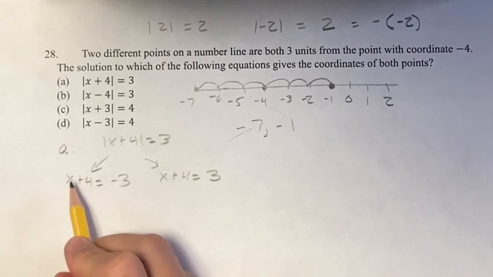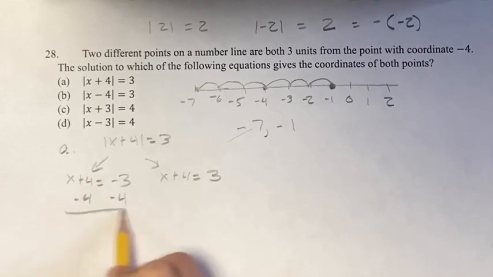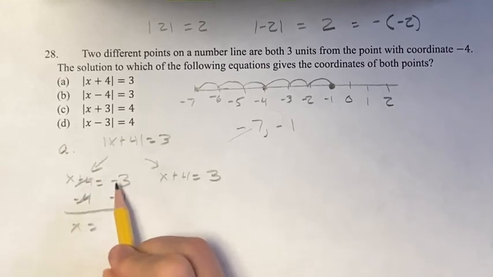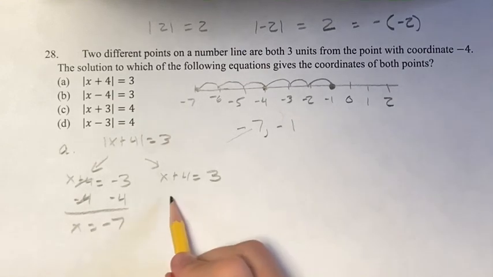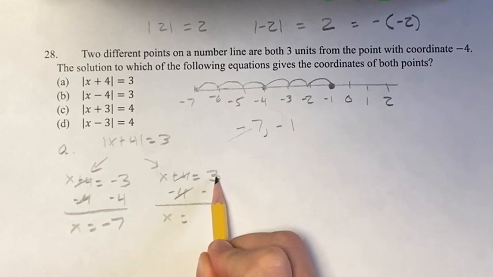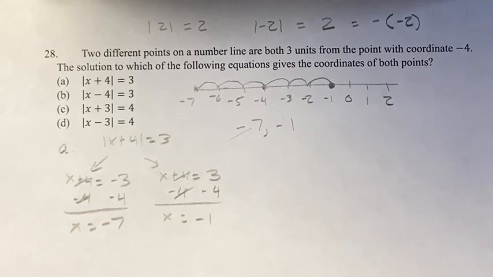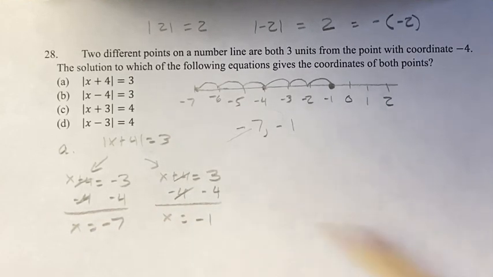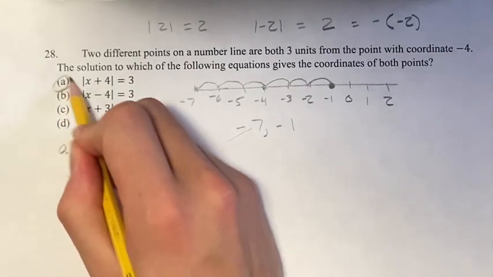So the way you solve this, subtract 4 from both sides. You get x is equal to -3 minus 4 is -7. Same thing here, subtract 4 from both sides, these cancel, and you get x is equal to 3 minus 4 is -1. So right off the bat, we have A is going to be our answer.